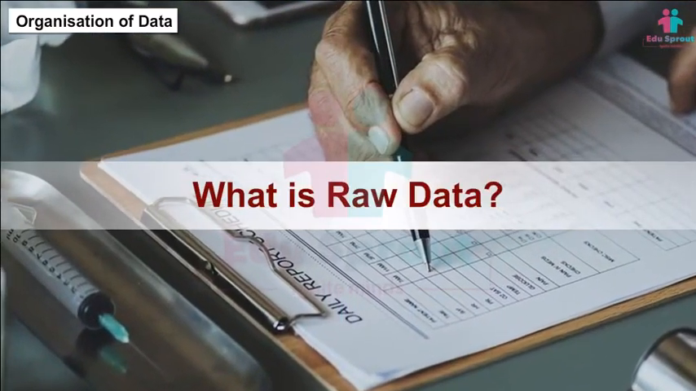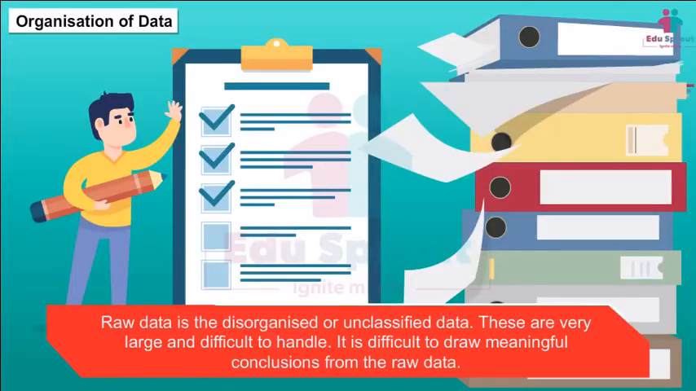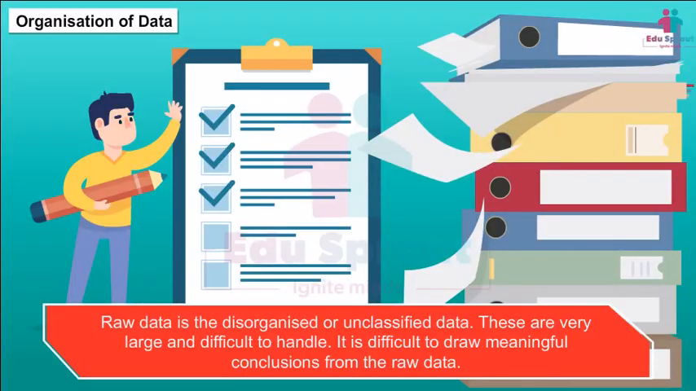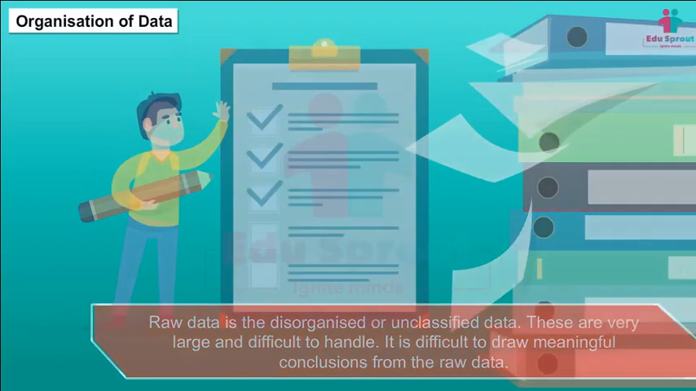What is raw data? Raw data is the disorganized or unclassified data. These are very large and difficult to handle. It is difficult to draw meaningful conclusions from the raw data.